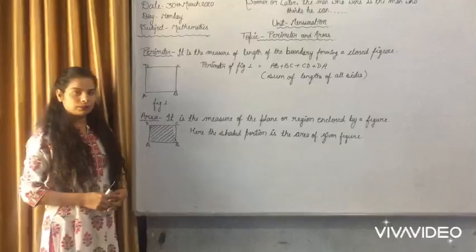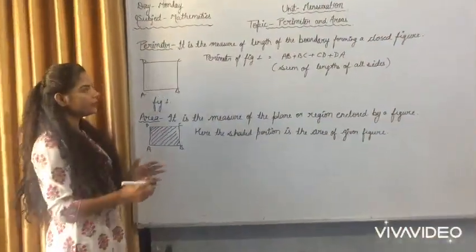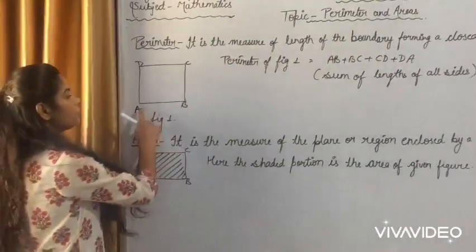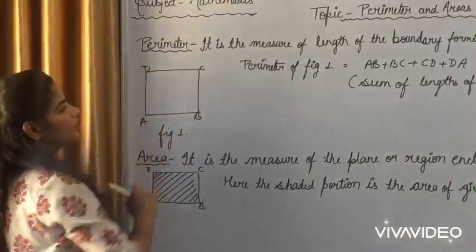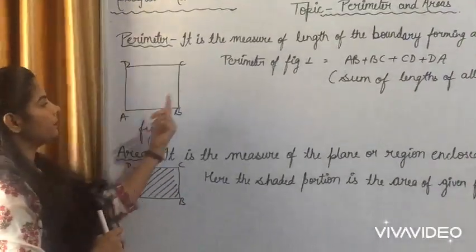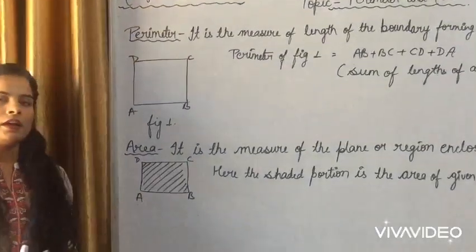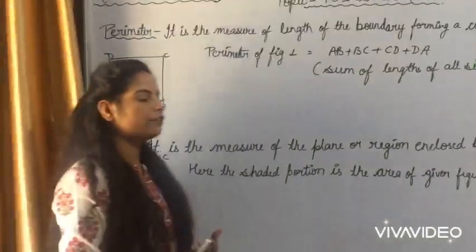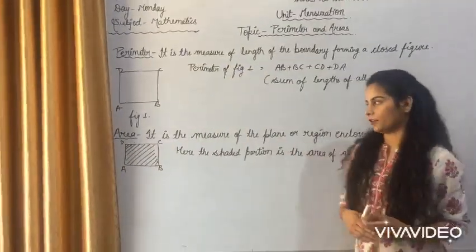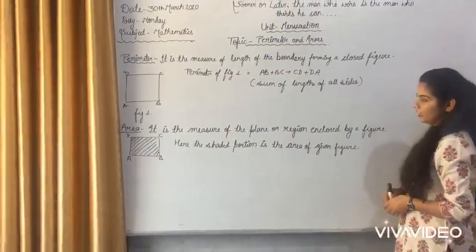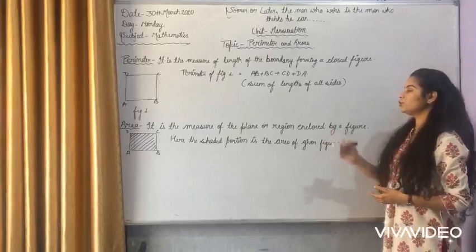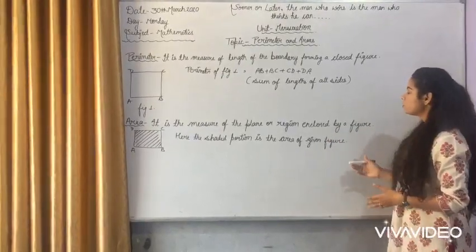Now if I want to take out the perimeter of this, then what I need to do is simply add the lengths of all these sides. Like length of AB plus BC plus CD plus DA, and the final result will give me the perimeter of this figure. Now coming to the area, it is the measure of the plane or region enclosed by a figure.